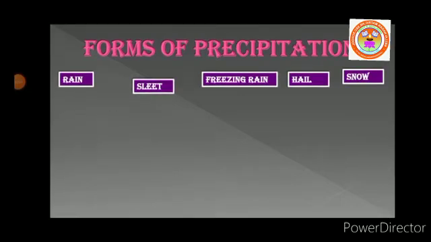Forms of precipitation. The form of precipitation in a region depends on the kind of weather or the climate of the region. The precipitation in the warmer parts of the world is always in the form of rain or drizzle. In colder regions, precipitation may fall as snow or ice. Common types of precipitation are rain, sleet, freezing rain, hail, and snow.